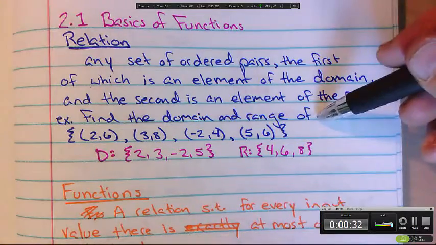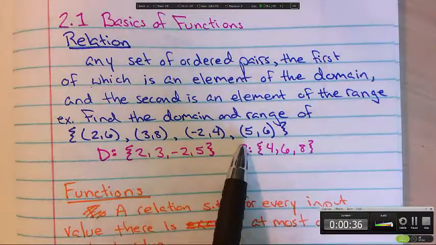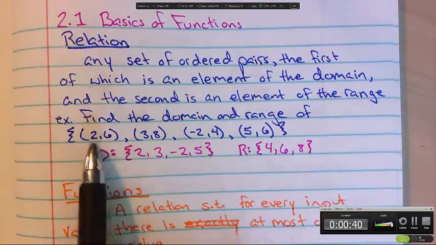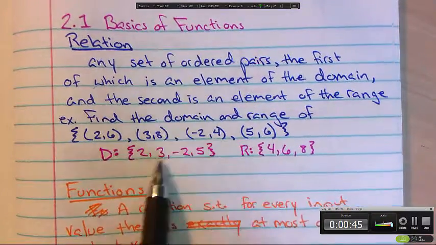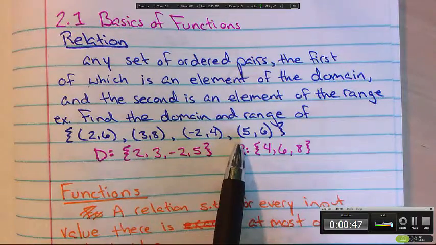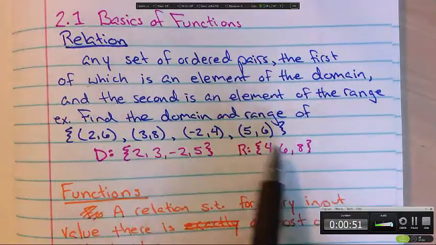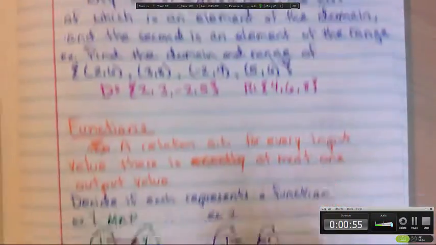Find the domain and range of this set of ordered pairs: (2, 6), (3, 8), (-2, 4), and (5, 6). The domain is the inputs, or the x values. So the domain is the set of numbers 2, 3, -2, and 5. And the range is the set of y values. We have a 4, a 6, and an 8. 6 is listed twice, but we do not need to list it twice when we write the range.